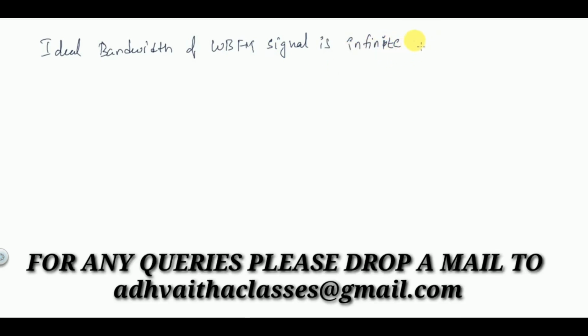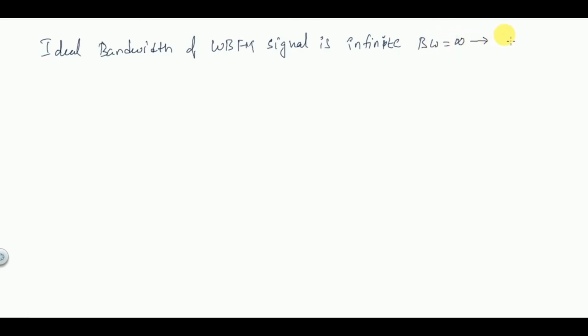So we have seen in the previous slide that the ideal bandwidth of a WBFM signal is infinite. But when bandwidth is equal to infinity, we can't transmit this signal. Even if you transmit the signal, multiplexing becomes very difficult. So what is multiplexing? I'll explain in the next video, so don't worry about this.